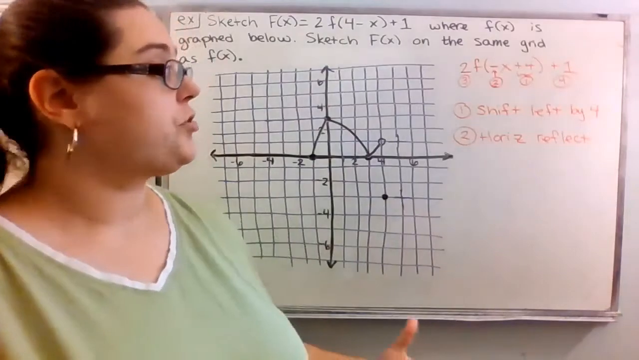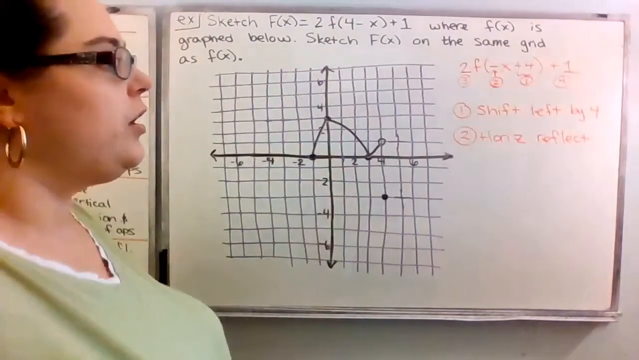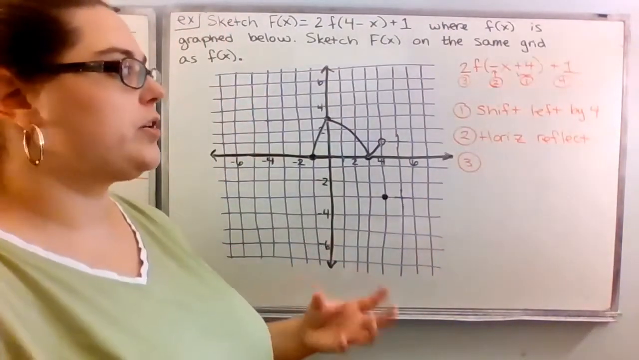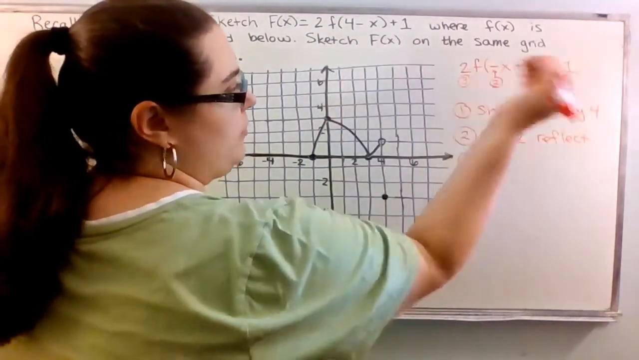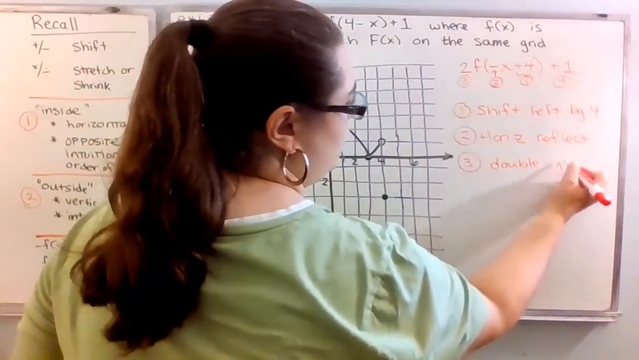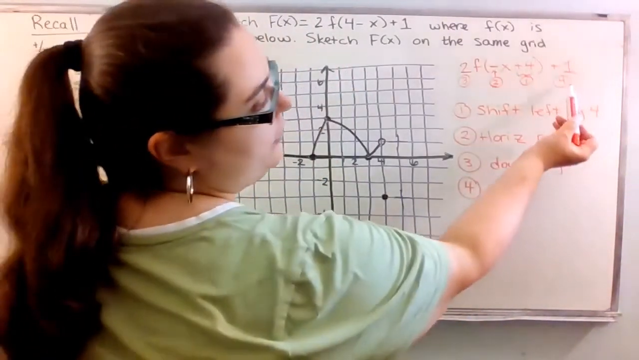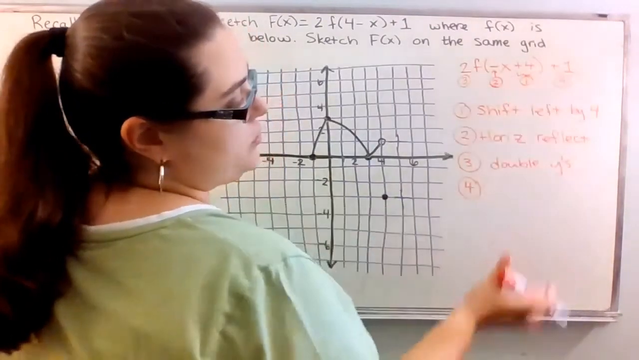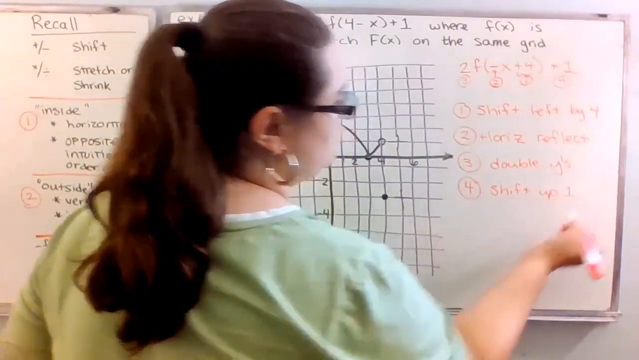Now for our third transformation, now we've moved outside the function because that 2 is outside the parentheses of f. So our third is going to work the way we want it to. So because we're multiplying by 2, that's going to be a vertical stretch. So that means all the y values get doubled. So we're going to double the y's. And lastly, we have our plus 1 here. That gets moved up 1 space. So the 1 means we're going to shift up by 1.